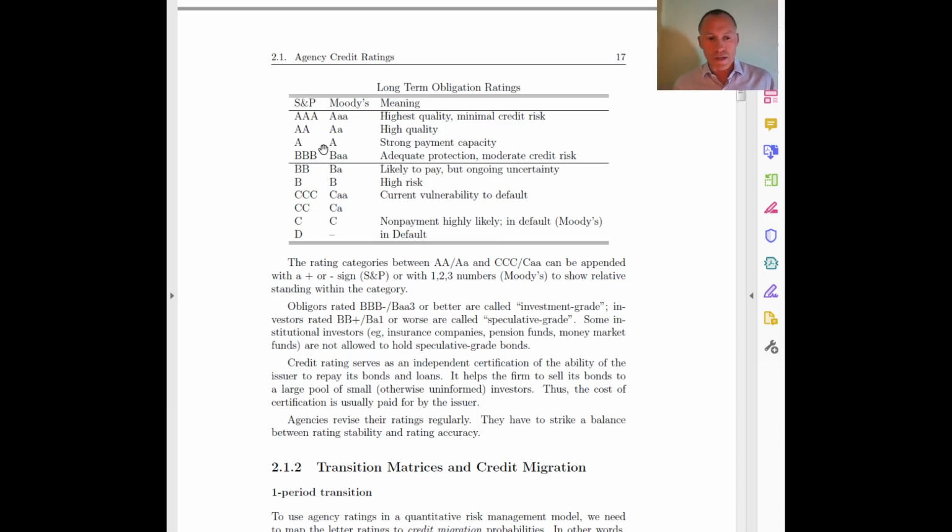Okay? So different firms have different rating scales, but there is more or less this equivalence that you see here. There's a significant difference between the top half and the bottom half of this table. The top half is denoted investment grade, the bottom half is denoted speculative grade, and the important difference is that some investors can only hold bonds with investment grade. Investors like pension funds, insurance companies, and so on cannot hold bonds of this lower kind.